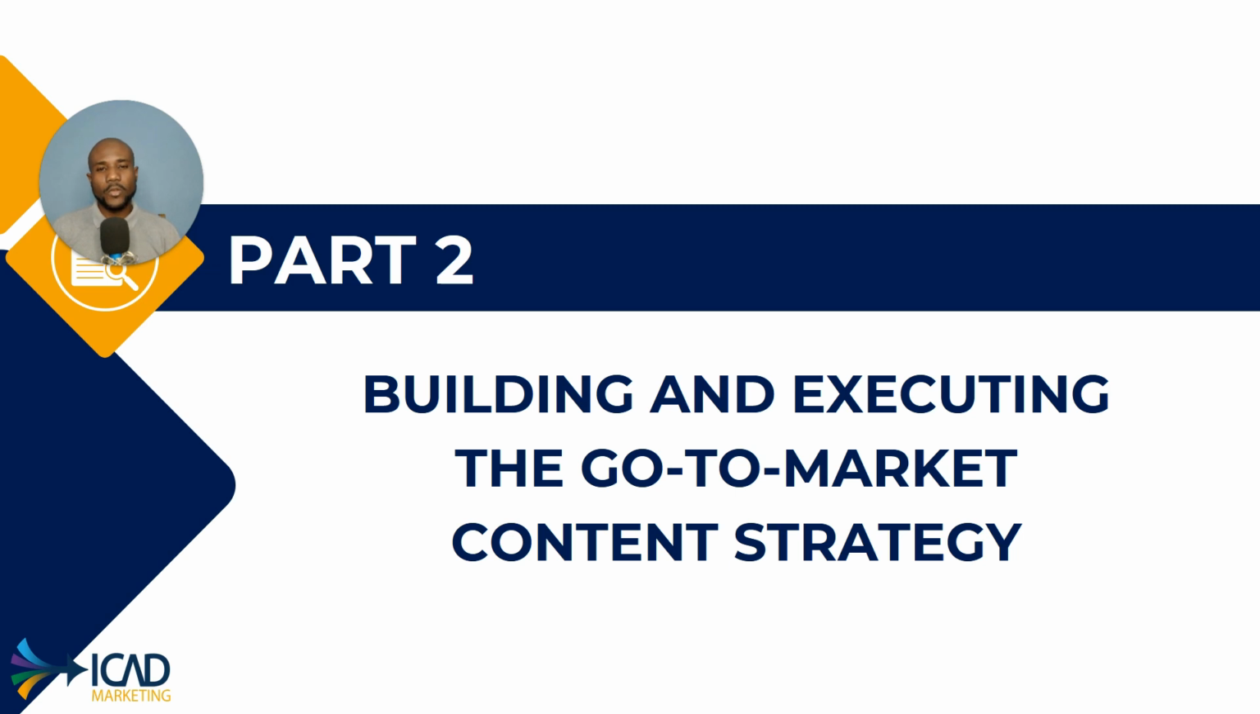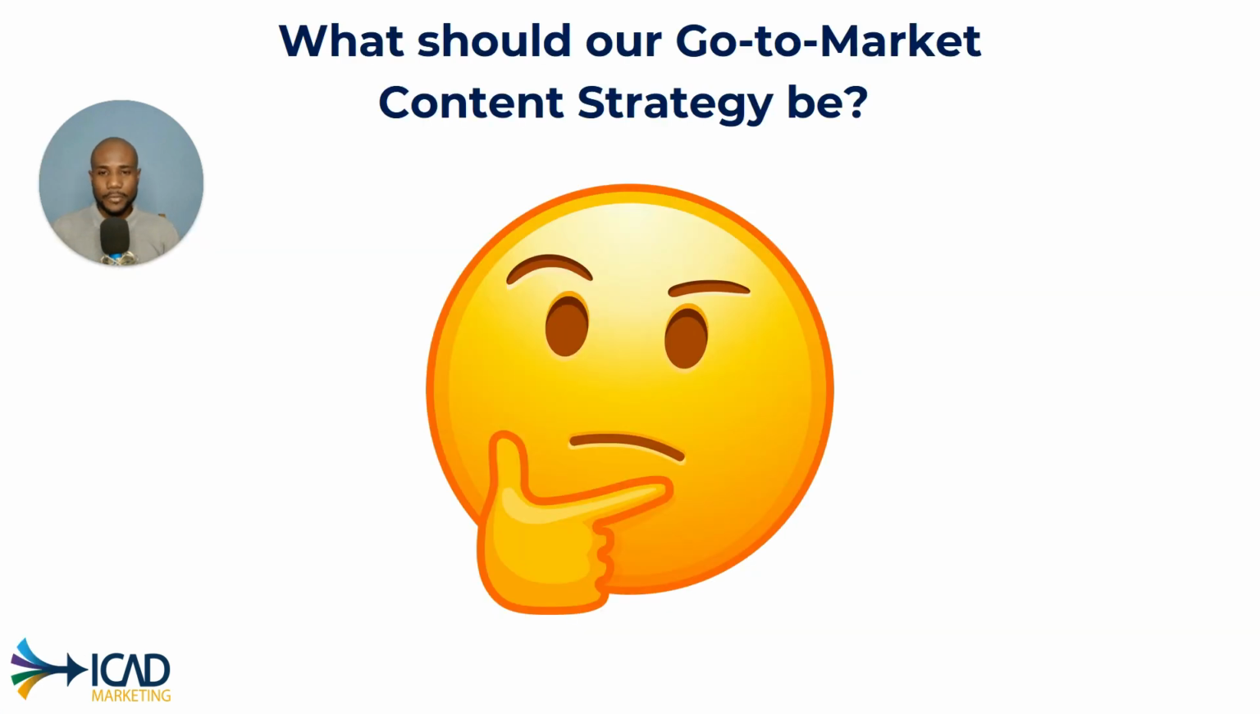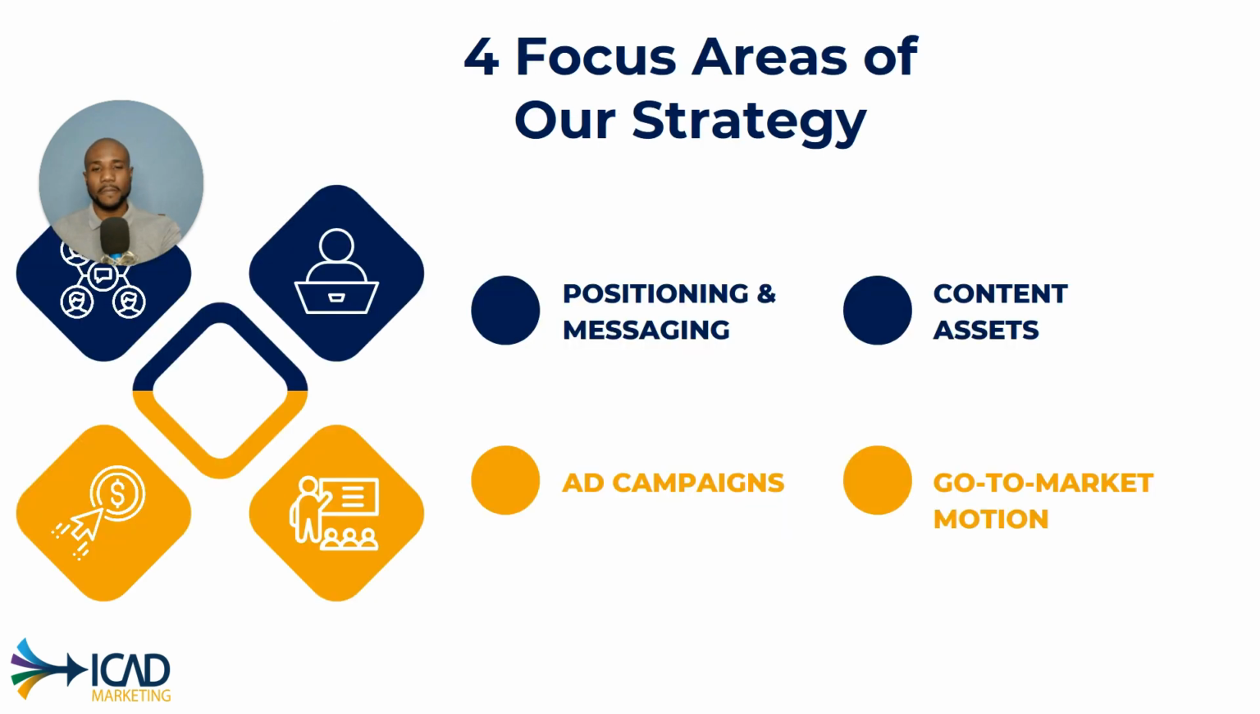Alright, part 2, we're going to talk about building and executing the go-to-market strategy. So we're ready to get into the good stuff. The first question that we asked ourselves is, what should our go-to-market content strategy be? And for this, we want to focus on 4 areas, which we typically focus on when we're developing any sort of go-to-market content strategy, which is number 1, the position and the messaging.